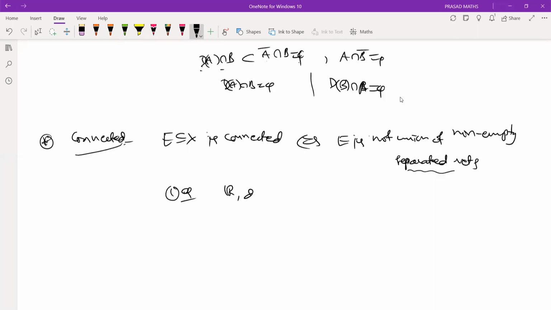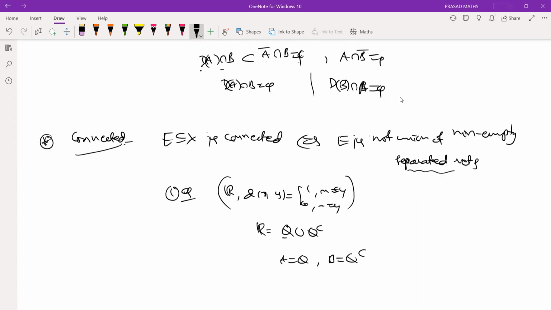R with respect to the discrete metric. Suppose you can take R itself. R can be written as Q union Q complement. Therefore, Q itself is a separated set. I can take A equals Q, B equals Q complement.